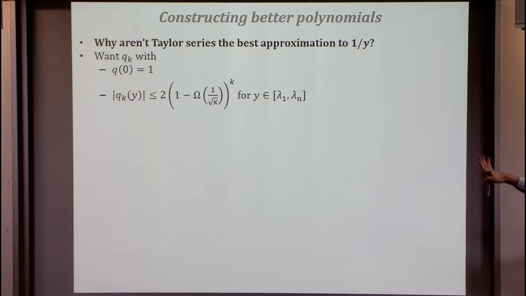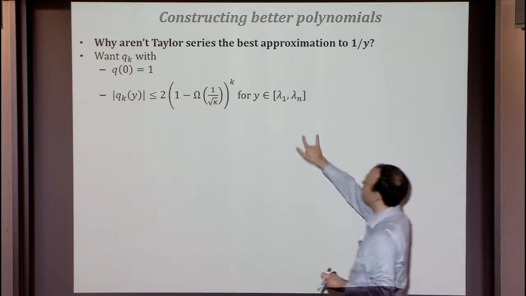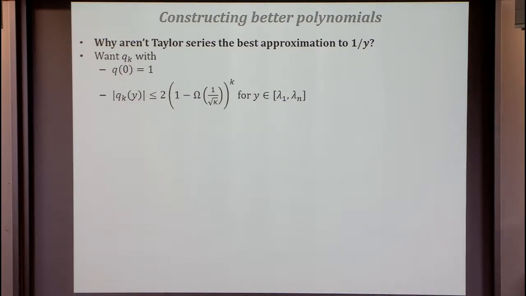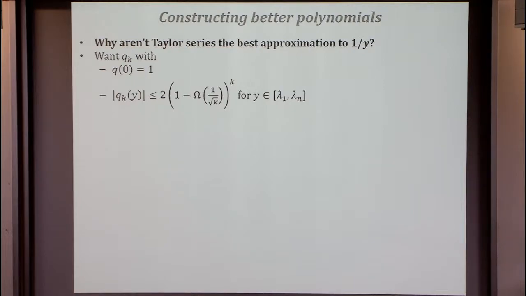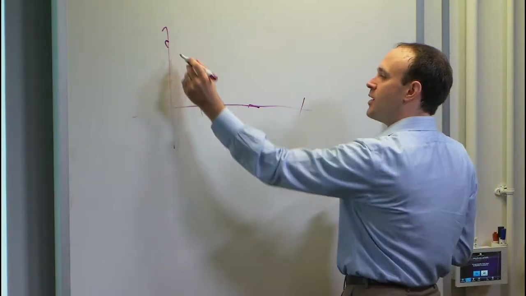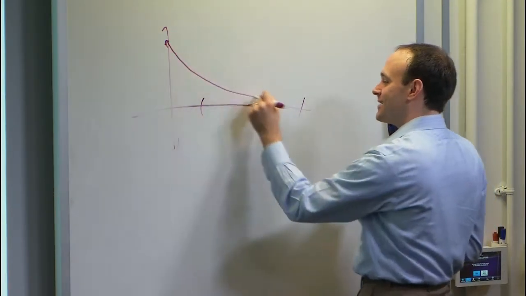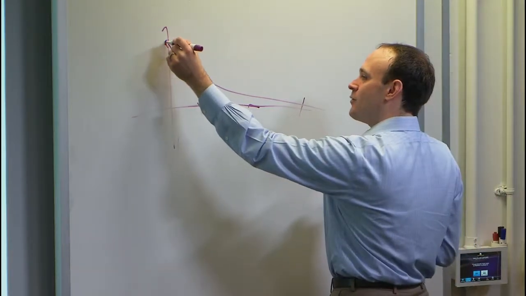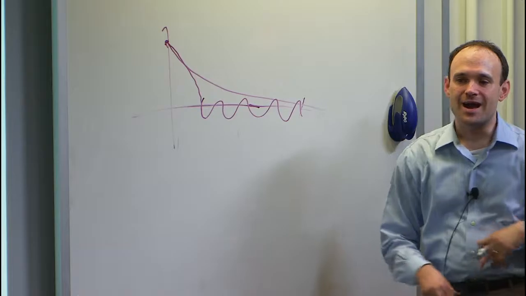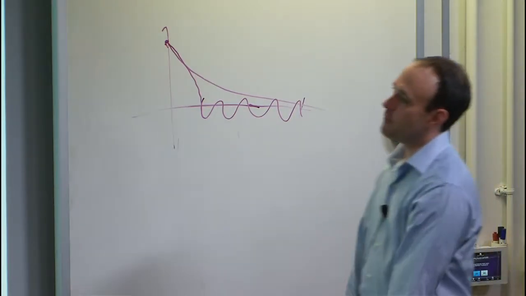Okay, so the construction we're going to shoot for here is that we want a polynomial that's 1 at 0, and we want it to be as small as we can inside our region lambda 1 to lambda n. So now my squiggly caricature is that we're forced to have it be 1 at 0, and then I give you this range, lambda 1 to lambda n, and we want it to be as small as possible. I guess Taylor series do something like this, and what we're going to end up doing is something a little bit more like this. So that will be our goal.